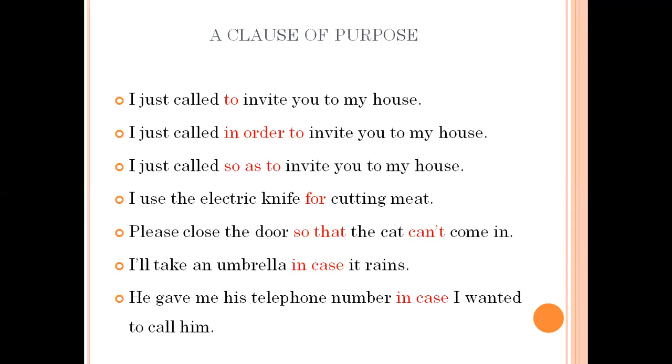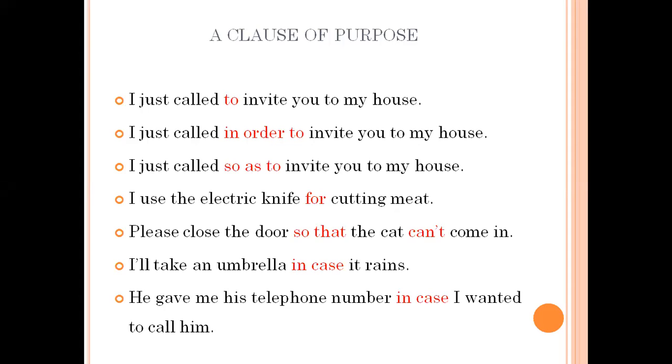The next example, I will take an umbrella in case it rains. In case it rains. So this is the reason for taking my umbrella. The next, he gave me his telephone number in case I wanted to call him. So the purpose of taking his telephone number is to call him. So as we see, to, in order to, so as to, for, so that, in case, all of them are linking words for purpose. It means the second sentence is according to the first one.